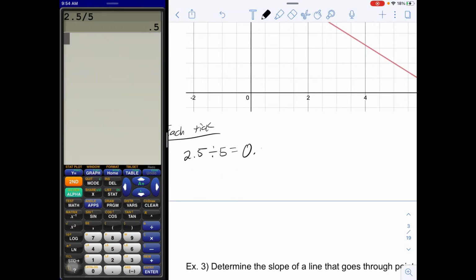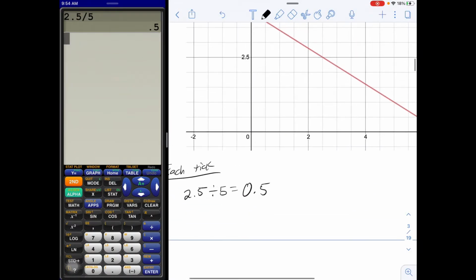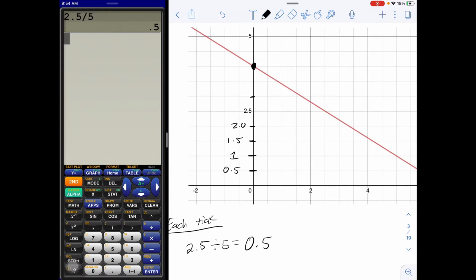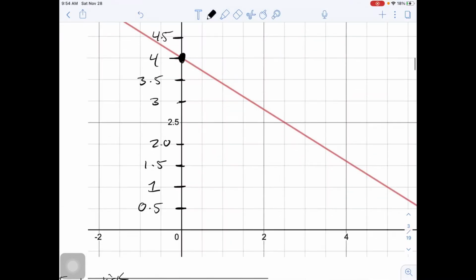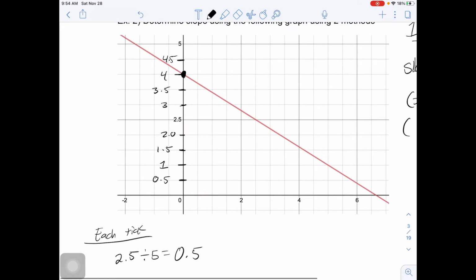And we can check if that's correct. Here, this would be 0.5, this would be 1, this would be 1.5, this would be 2.0, and then we get 2.5, this would be 3, this would be 3.5, this would be 4, this would be 4.5. So look at that. It looks like we were, in fact, able to determine each tick pretty nicely there.